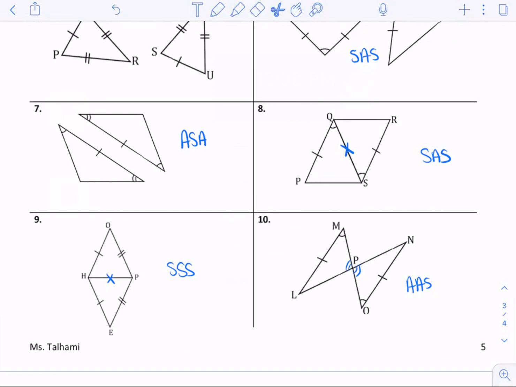So hopefully you understand how to recognize that 2 triangles are congruent. You need 3 pieces of evidence, and in those 3 pieces of evidence, you need to choose one of the 5 methods that prove them congruent.